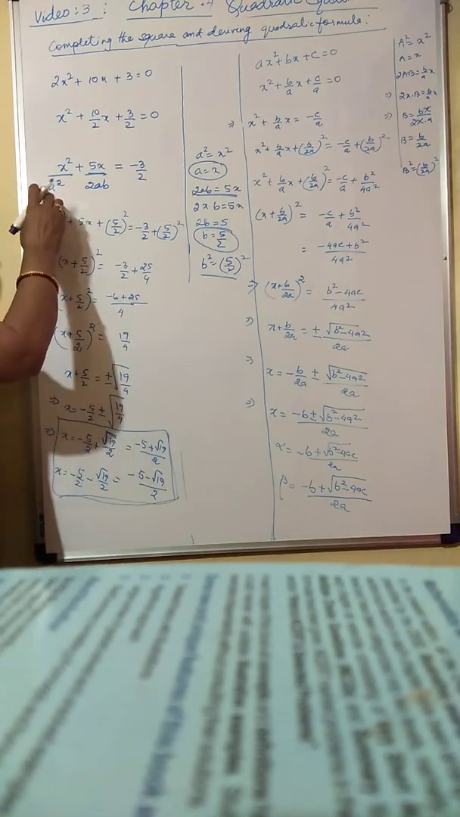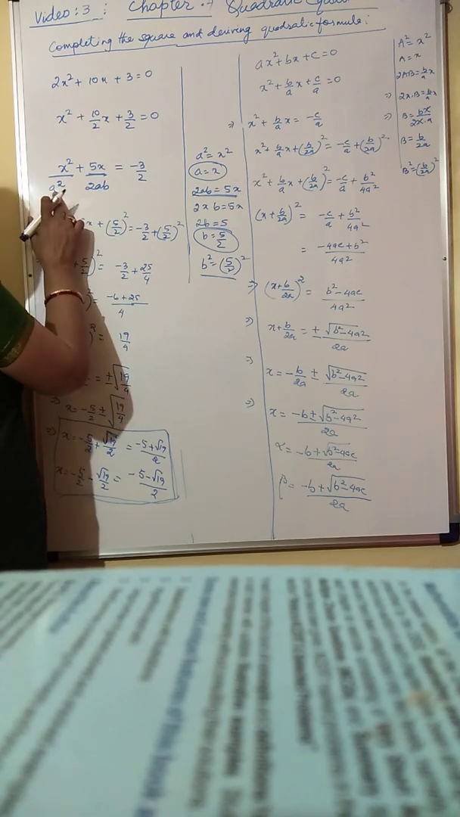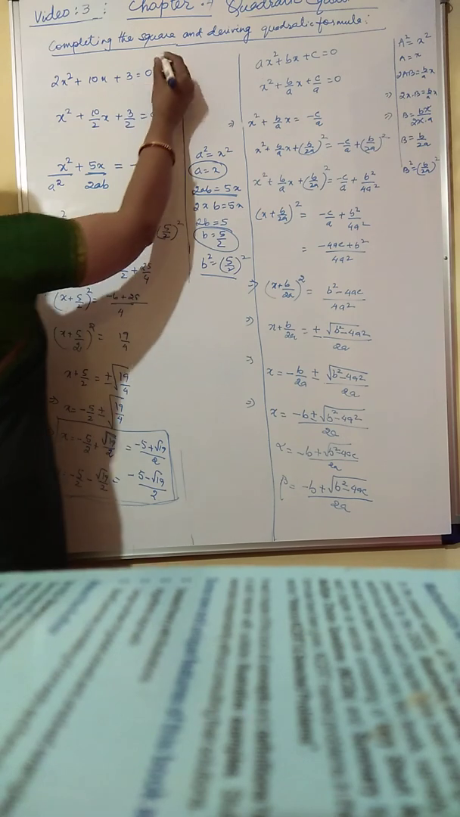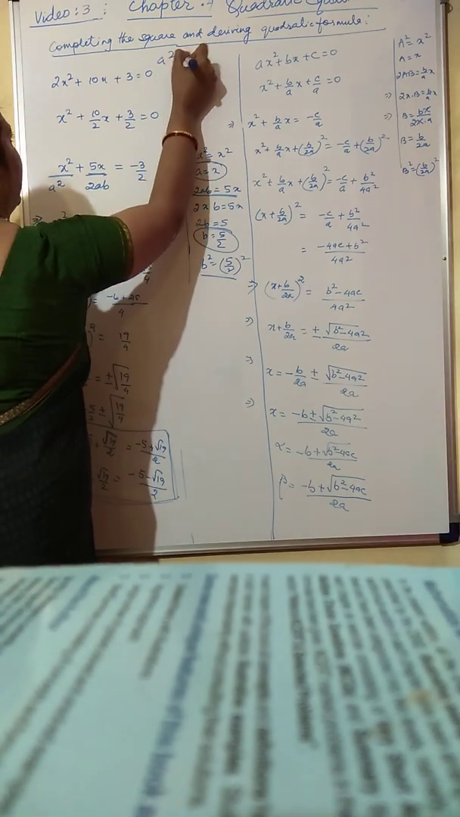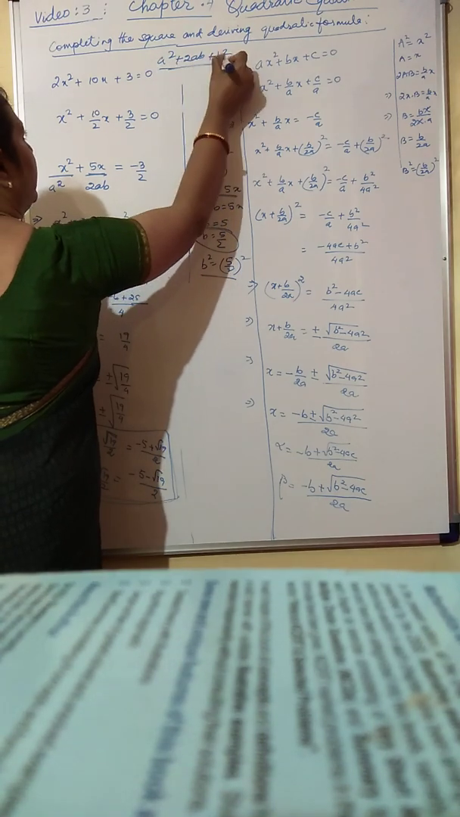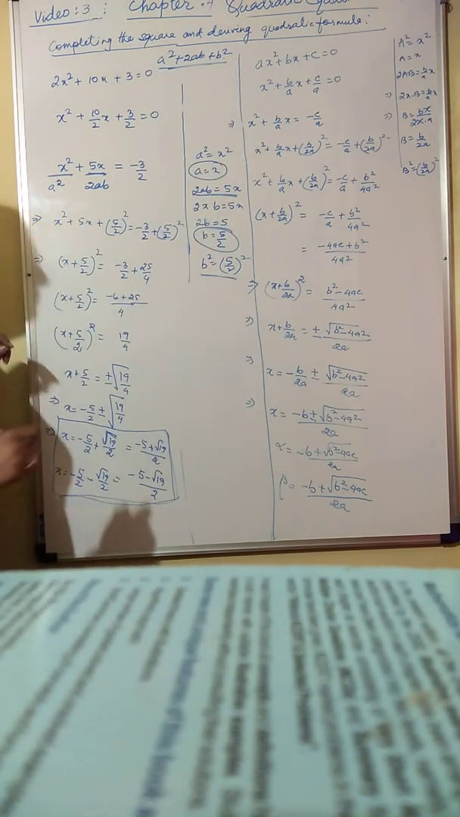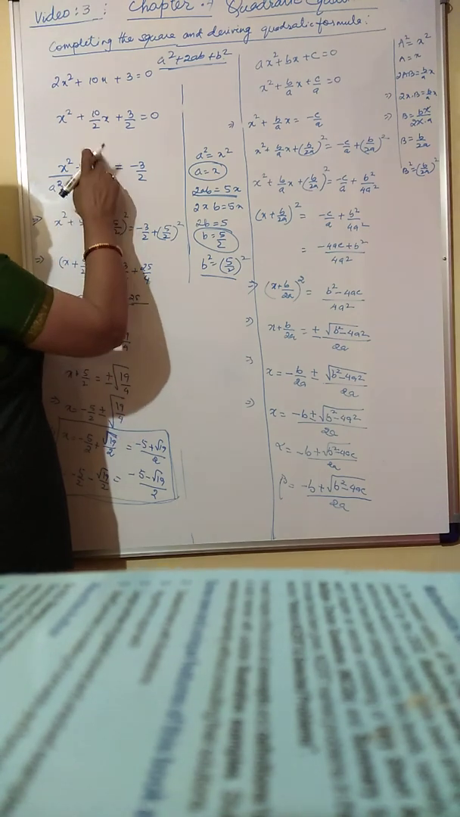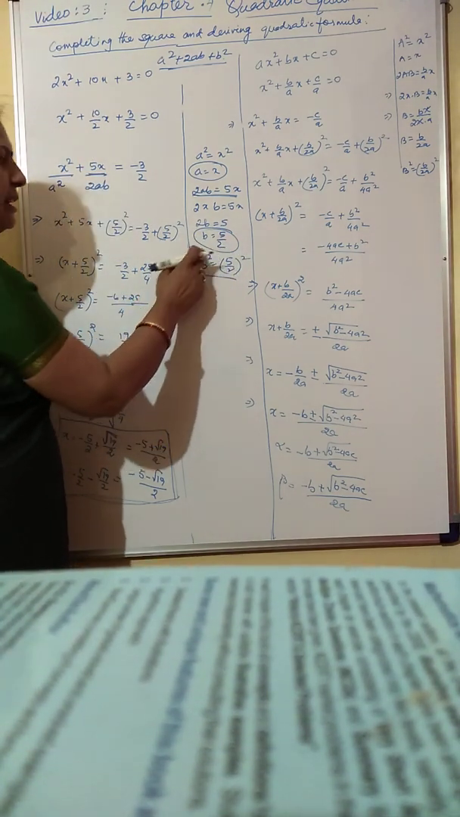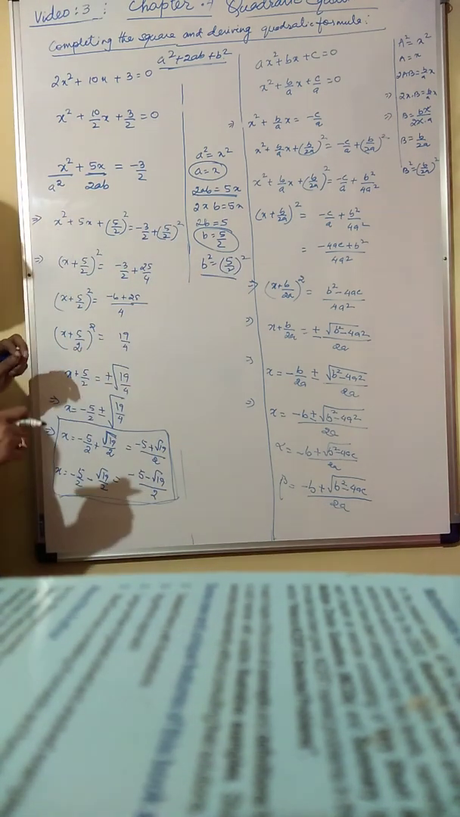And on LHS, to complete the square, you have a square, you have 2ab. What more do we need to get it in this form, a square plus 2ab plus b square? We need a b square term. Because 2ab is 5x, from here I get b is equal to 5 by 2. So let us take b square as 5 by 2 whole square.